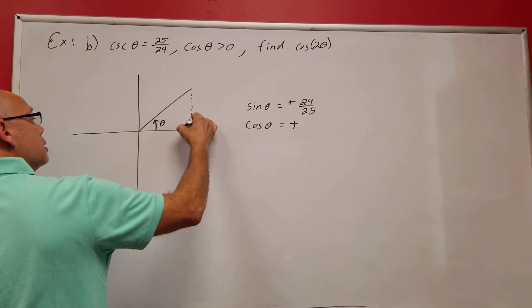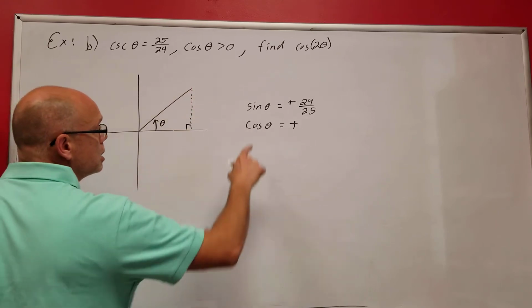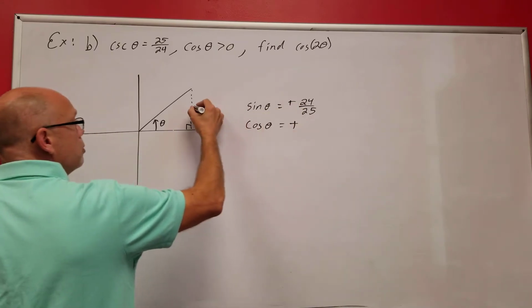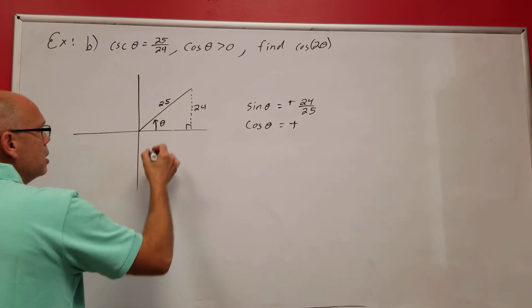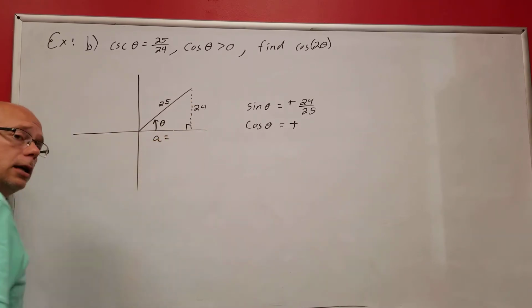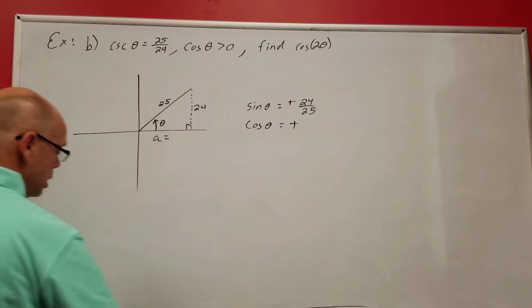We'll call that a right angle. And then the sine is going to be 24 over 25. So this side is 24. The hypotenuse is 25, right? So I need to find my side A right here. Now, how can we find A?